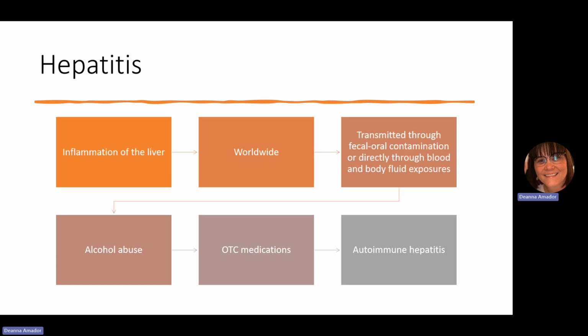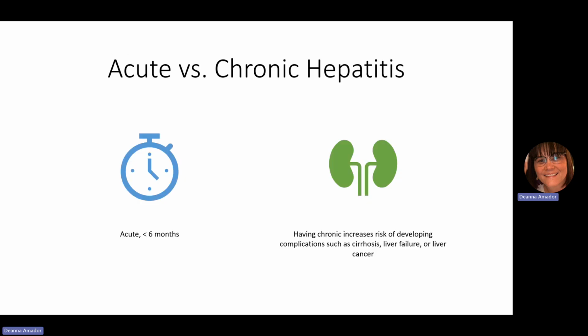There's acute versus chronic hepatitis, just depending on the time frame. If it's less than 6 months, it's considered acute. It says patients who contract hepatitis B and C can develop chronic hepatitis that leads to progressive liver damage, and approximately 80% of all primary liver cancers. So having chronic hepatitis increases the risk of developing complications like cirrhosis, liver failure, or liver cancer.